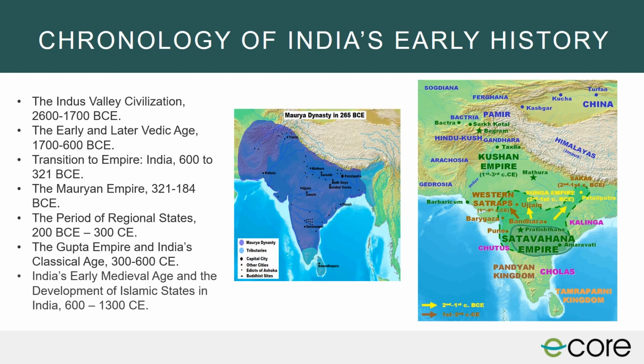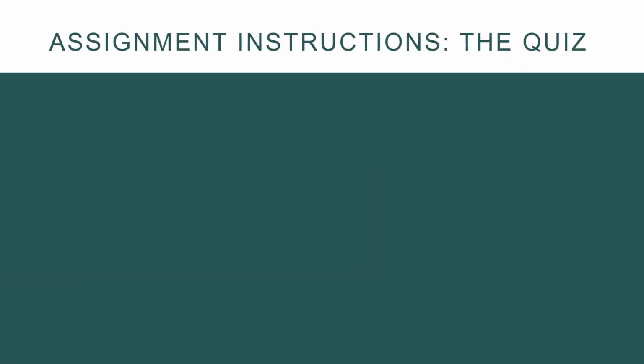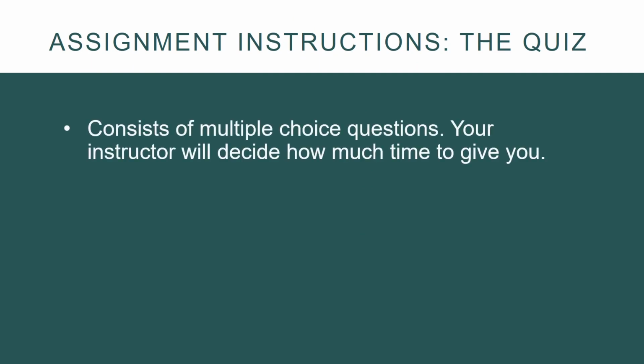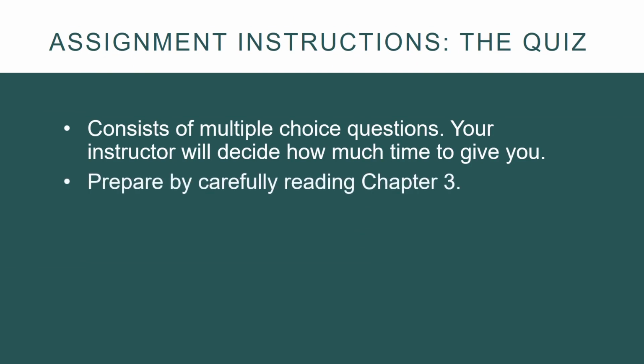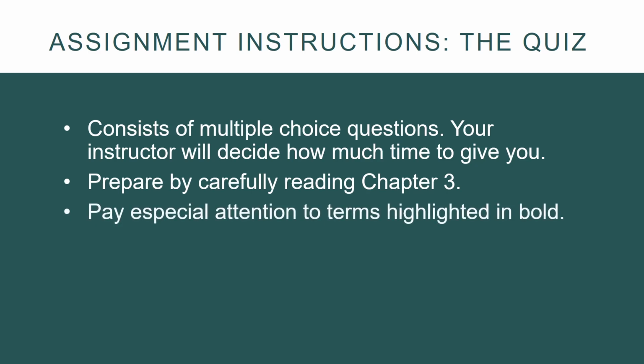Now, let's consider the assignments for Unit 2. Please remember to check your calendar and the activities under Unit 2 in Content to see what your instructor has assigned and when those assignments are due. Those may include a quiz, discussion, and essay. First, let's consider the quiz. The quiz consists of multiple choice questions, and your instructor will decide how much time to give you. To prepare, take the time to read Chapter 3 carefully. Also, pay special attention to the terms highlighted in bold.